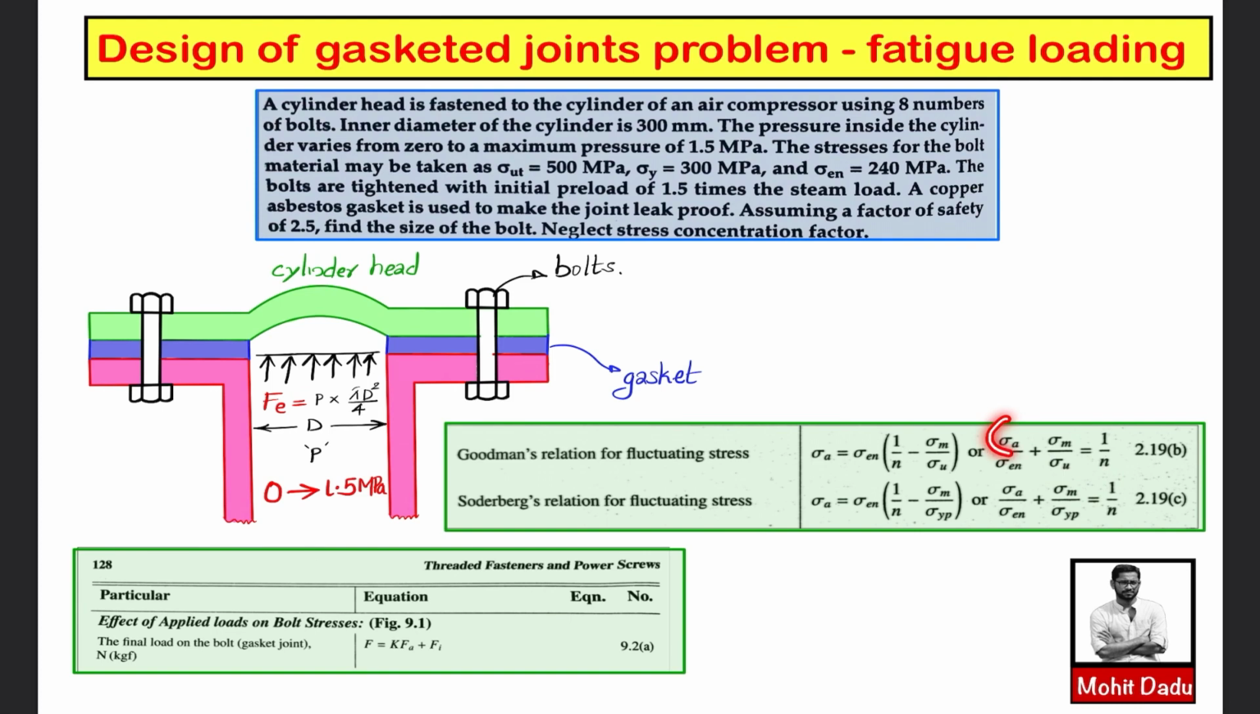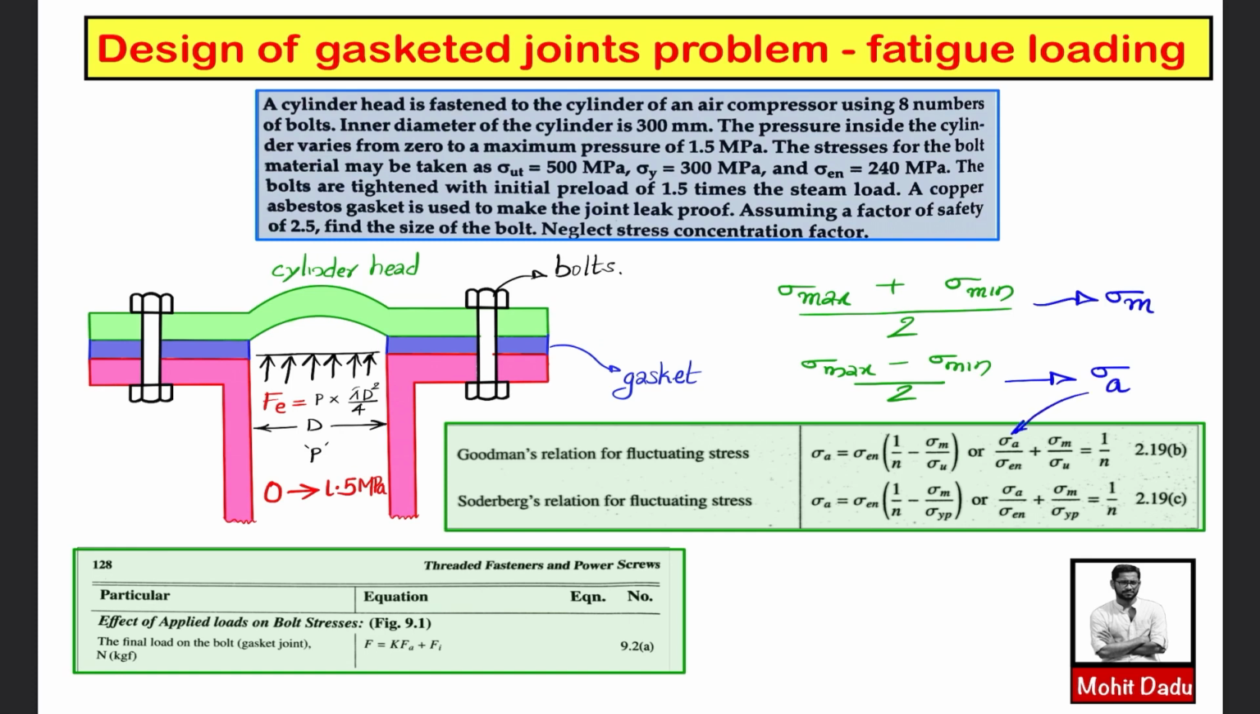So in order to obtain the stress components, that is sigma a and sigma mean, you will have to evaluate sigma maximum and sigma minimum. Once you have sigma maximum and sigma minimum, you can calculate sigma mean and sigma alternating, or the variable component: sigma max plus sigma min divided by 2, and sigma max minus sigma min divided by 2. The first one gives you the sigma mean component, and the second one gives you the sigma alternating or variable component. So sigma a will be used here and sigma m will be substituted here.